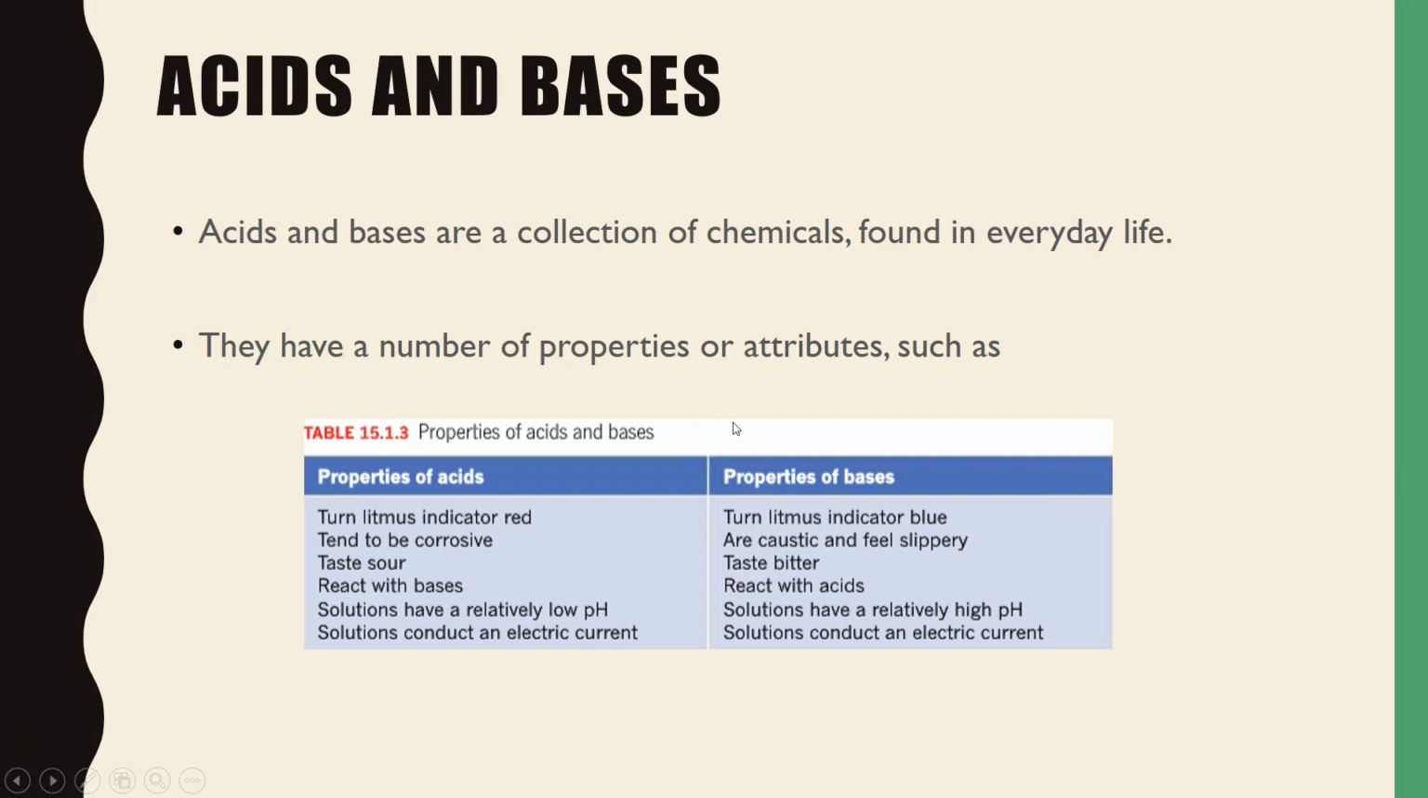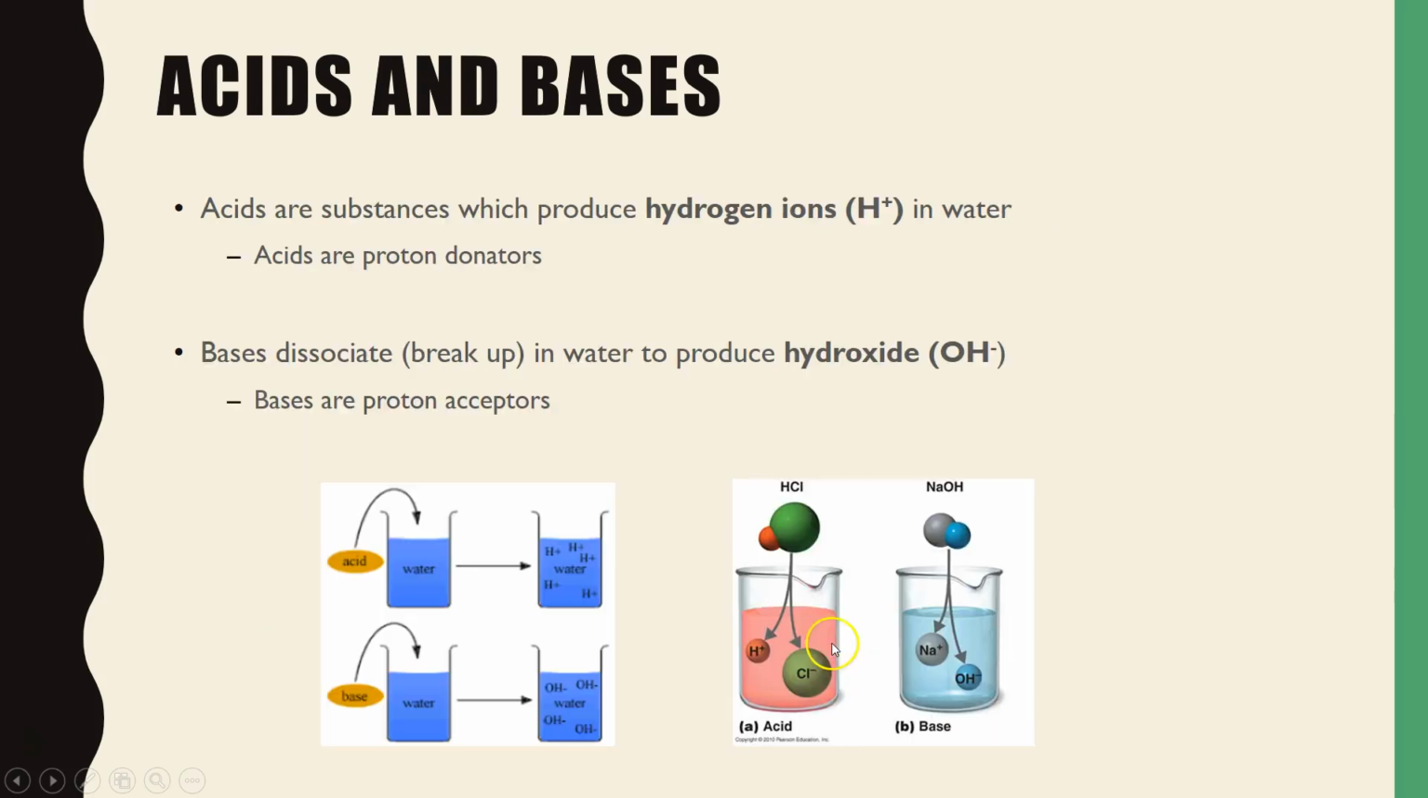So acids and bases, they're collections of chemicals. We find them in everyday life, and they have a number of properties. These are some of the properties that define acids, and these are some of the properties that define bases. You can read those in your own time. But you can see that clearly acids taste sour, they react with bases and have a low pH as some of the key features, and bases have a high pH and they taste bitter.